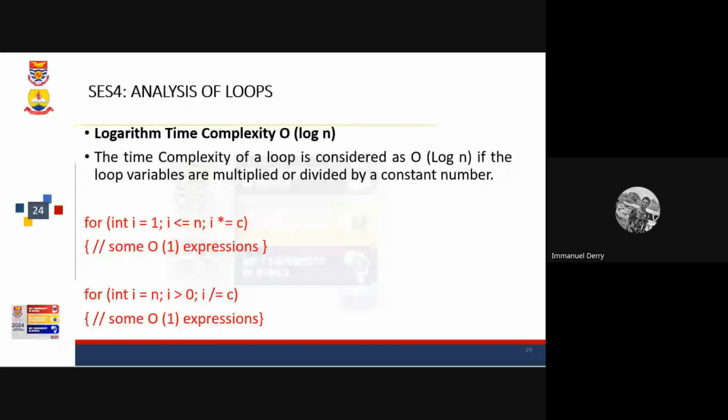So just notice that if the loop variable is multiplying a constant or it is dividing a constant, then we have a logarithmic time complexity. Please, are we clear? All right, so let's move on.